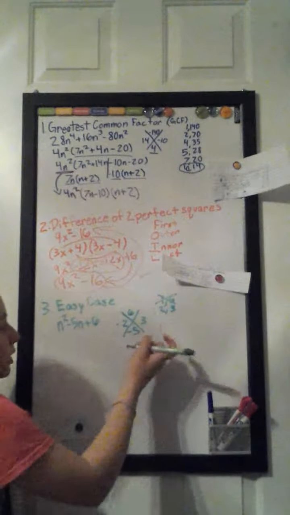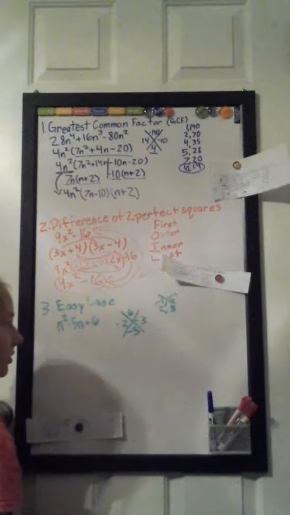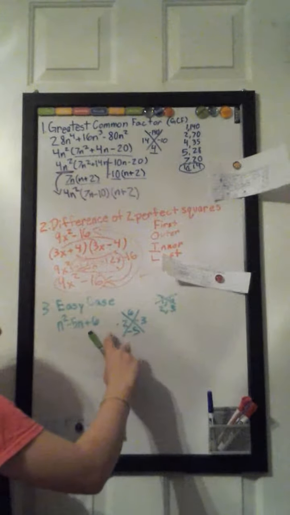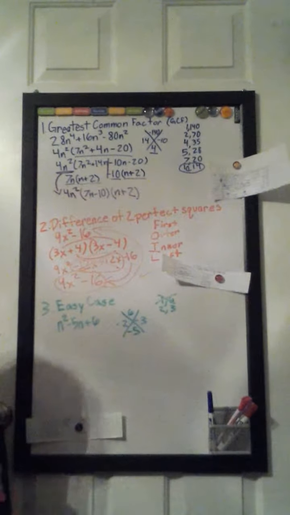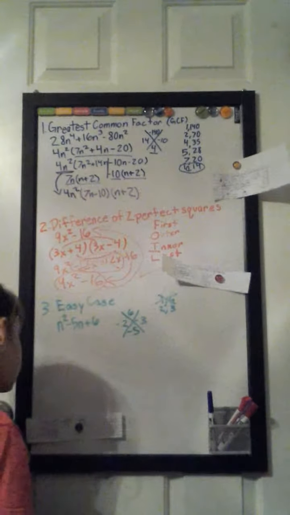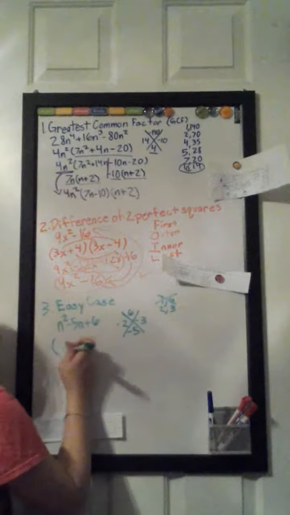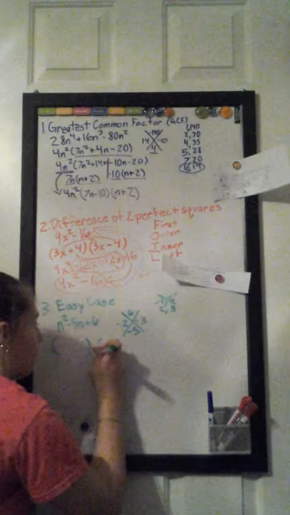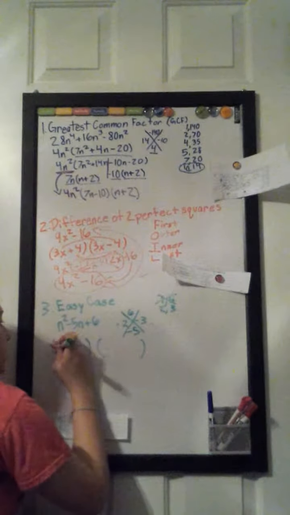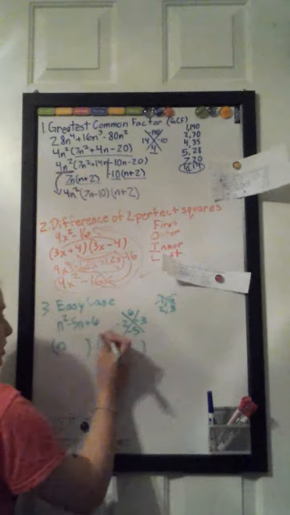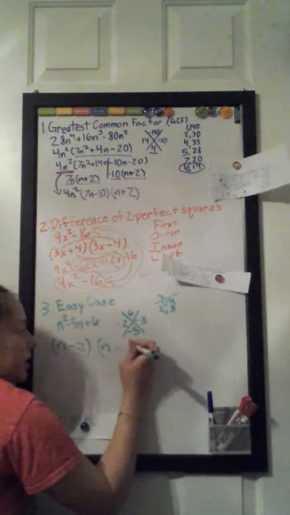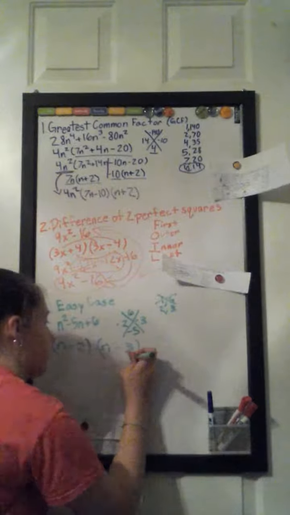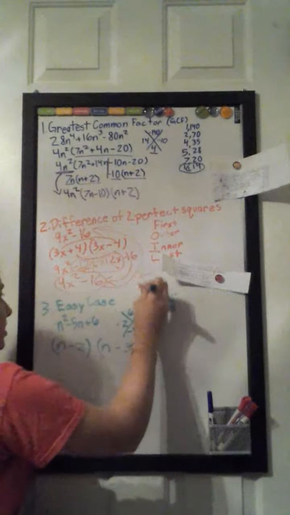Then it has to be 2 and 3. Negative 2 and 3 would give you positive 1, that's not right, so you do negative 3. Negative 2 and negative 3 add to get negative 5, and negative 2 times negative 3 gives you positive 6. So that works. Then do your parentheses like you did above. Let's start with the n first, and then you bring the negative 2 here and negative 3 here. After you do that, to check it, you do the FOIL method like you did up here.